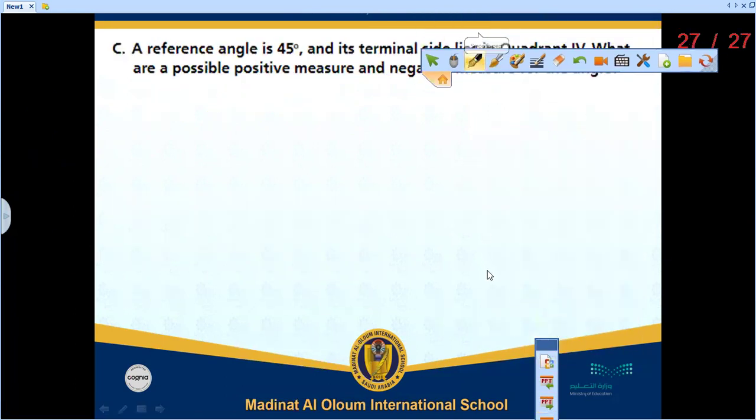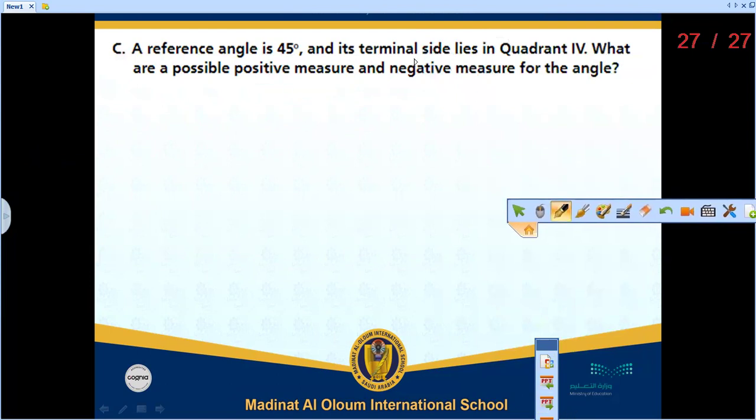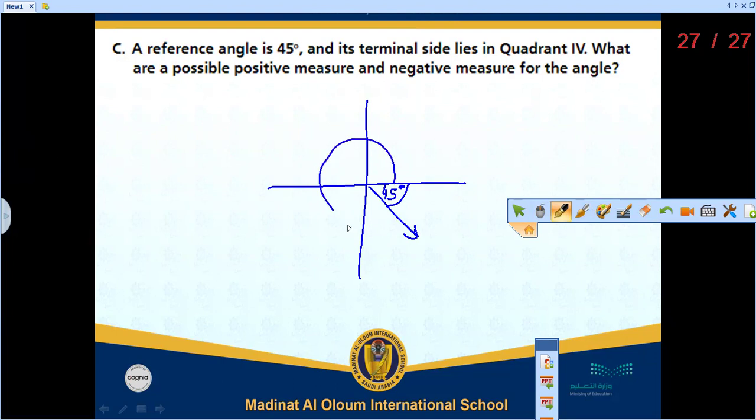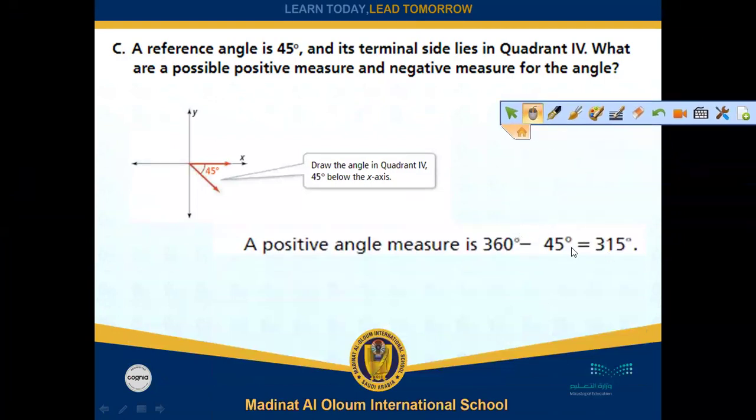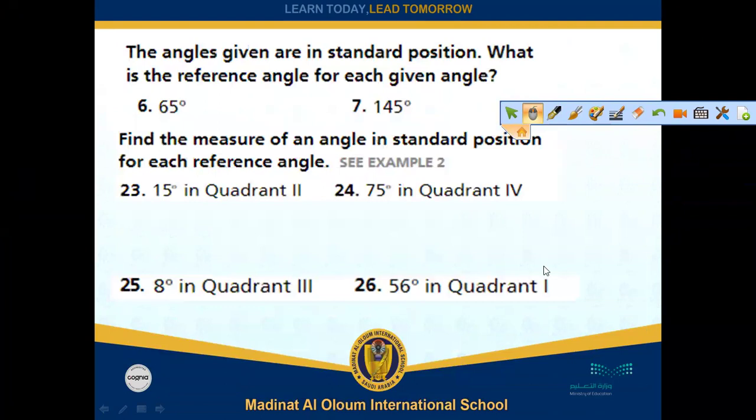Then, guys, what's written here? A reference angle is 45, and its terminal side lies in what? In the fourth quadrant. Look at this one, guys. Where is the reference? This one is the reference angle, 45. What are the possible positive measure and the possible negative measure? For the positive, I'll go like this, 315. For the negative measure, negative 45. This is my positive measure and the negative measure. Look, 315 is the positive measure and the negative measure is negative 45.